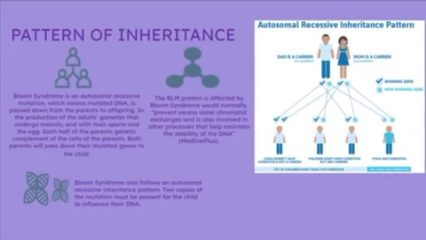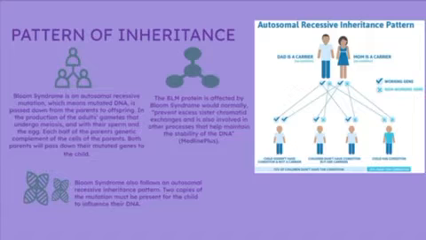Pattern of inheritance. Bloom syndrome is an autosomal recessive condition, which means mutated DNA is passed down from the parent to the offspring in the production of the adult's gametes, which undergo meiosis, with the sperm and egg cells. Each half of the parent's gametes complements the cells of the parents. Both parents will pass down their mutated genes to the child.